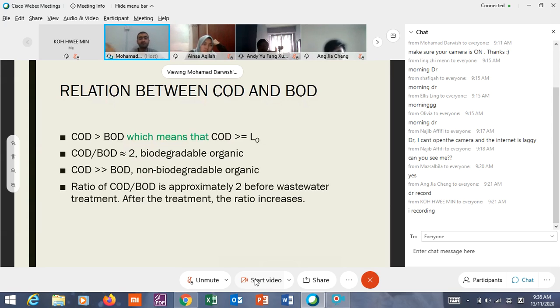That is normally before wastewater treatment. After treatment, the ratio should increase. Why will the ratio increase after treatment? Can you guess why? If you want to open the mic, you can also.